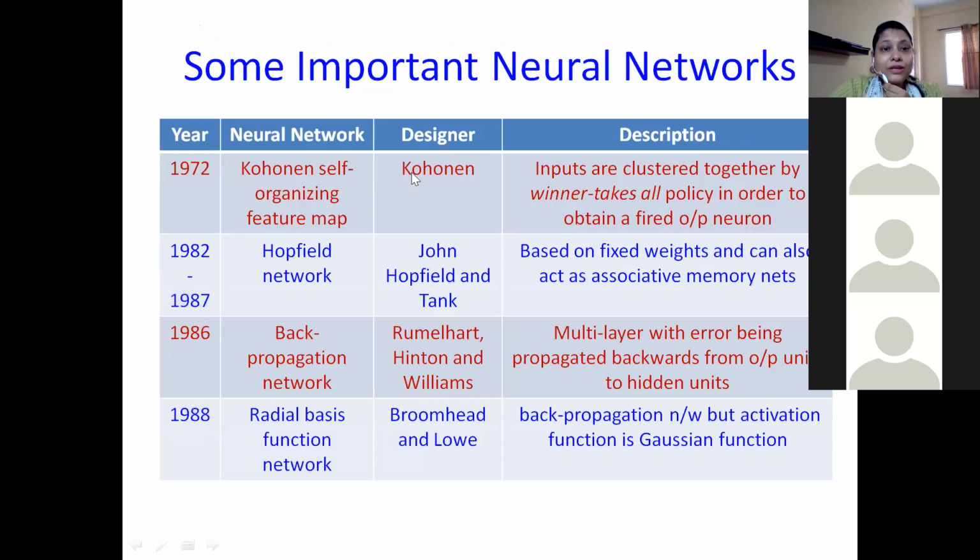Now, for the next class, we have these four neural networks which we will cover: the self-organizing feature map, Hopfield network, backpropagation network, and radial basis function network. In the self-organizing feature map, all the inputs are clustered together.